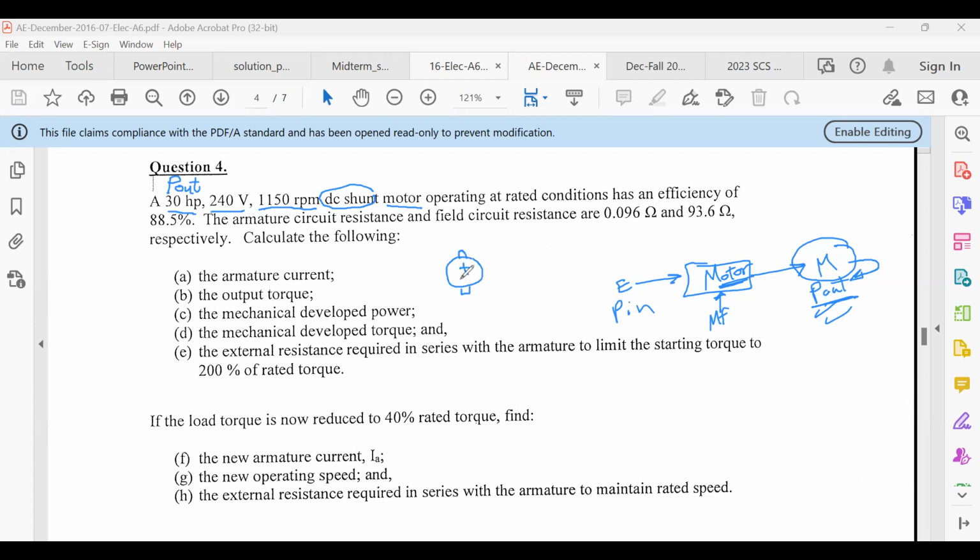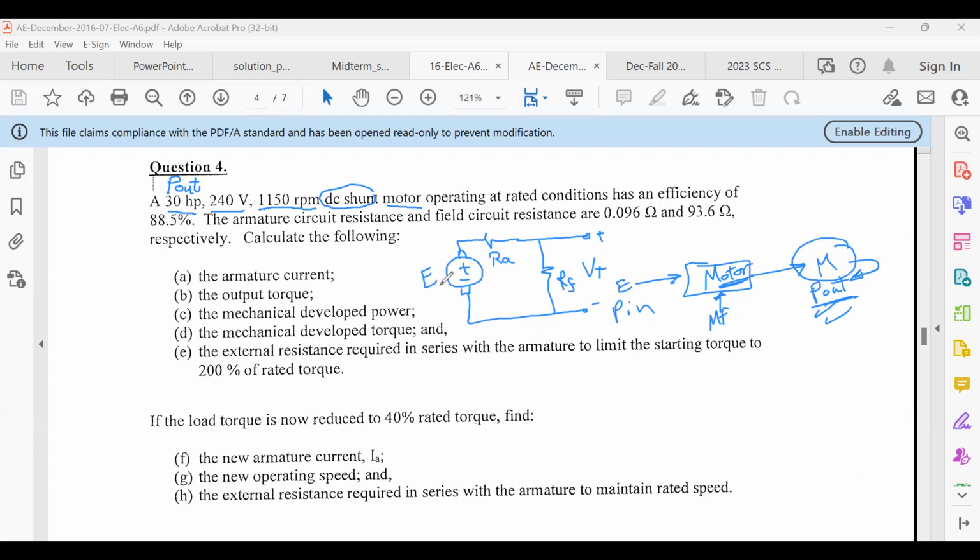Once you see it's a DC shunt, the first thing is to draw the equivalent circuit of the shunt. So we start with the E first. You have one resistance here. We call it the armature. Sometimes we call it the line or the supply. This is the terminal, this is VT, positive and minus. And you have a shunt, RF. This is the resistance for the shunt.